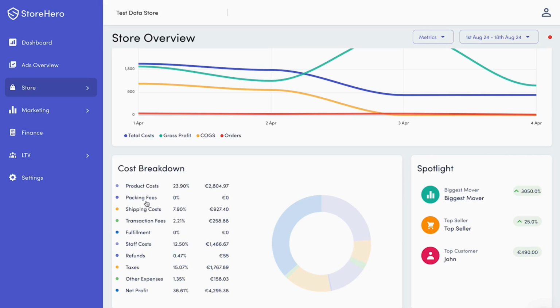From there, if you see any particular metrics like fulfillment or packaging fees, they may not be relevant to your business, but it's a simple way to identify whether our overall metrics are correct.